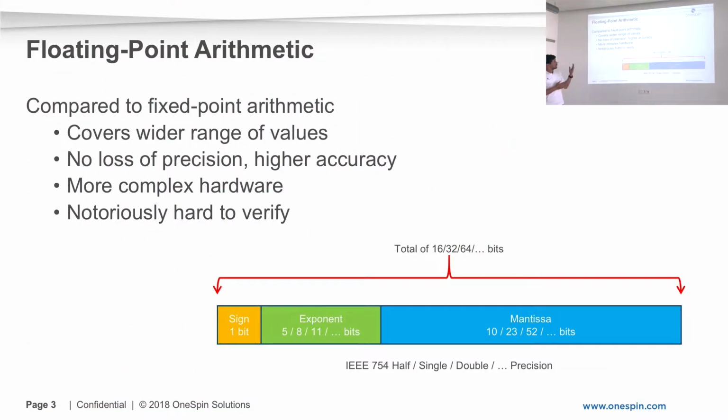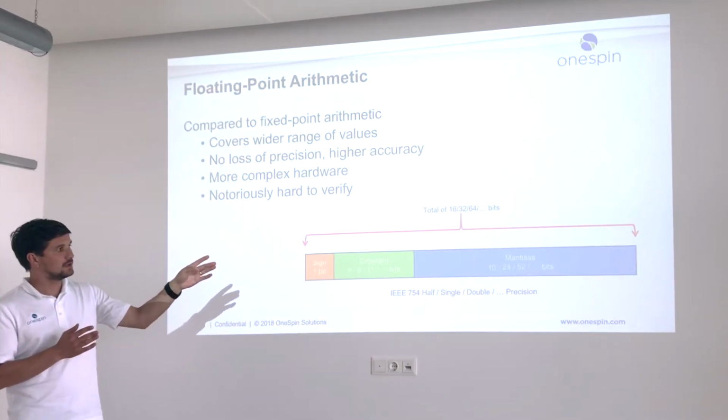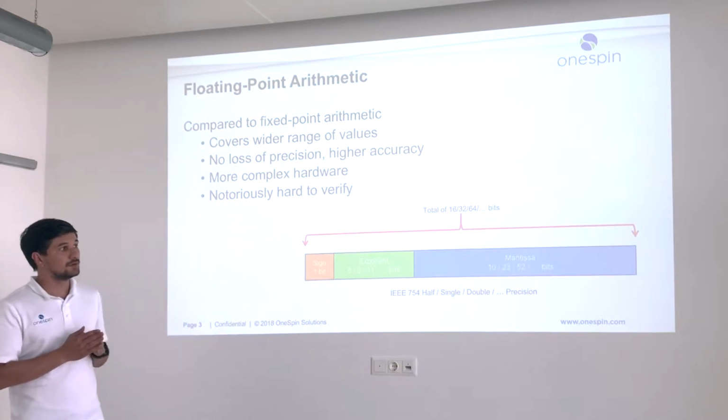So what is floating point arithmetic? Compared to fixed point, it covers a wider range of values, with no loss of precision and higher accuracy. But it also comes with a drawback: the hardware developed to implement floating point arithmetic is more complex, and it is notoriously hard to verify. Here we have the IEEE format with sign, exponent, and mantissa, and half, single, and double precisions, from 5, 8, and 11 bits for the exponent, and up to 52 bits for the mantissa.